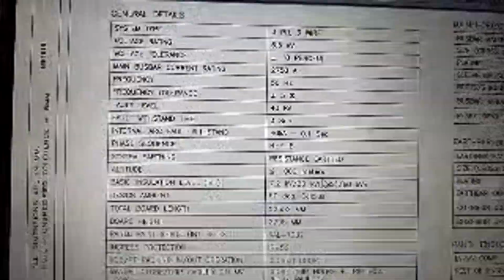So let's understand. Let's see the general details of 6.6 kV in a single line diagram. Before going to the actual drawing, I will teach you to understand how this system works. So the system is three phase, three wire. Voltage rating is 6.6 kV. Voltage tolerance is 10%. Main busbar current is 2750.